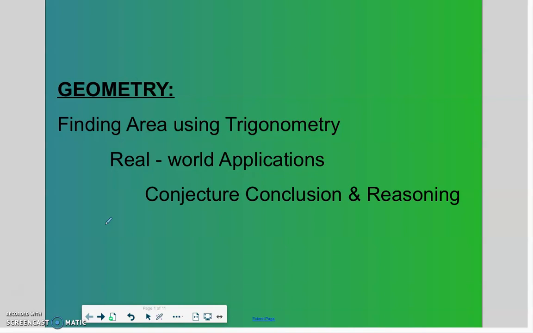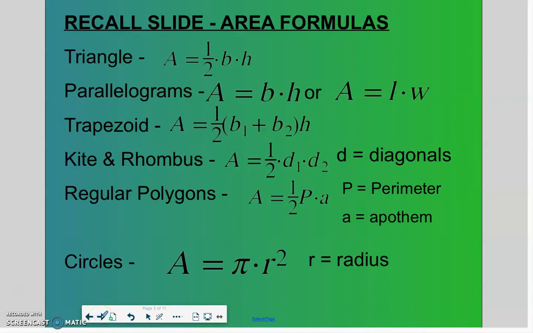So I'm going to start off by doing a couple of recall slides. What we covered so far, back in the beginning of the semester, first semester and second semester, we've been really focusing on areas. So on this recall slide, this is where I would probably pause the video, make sure that you know the formulas, write down the formulas, and we're going to use them as references.